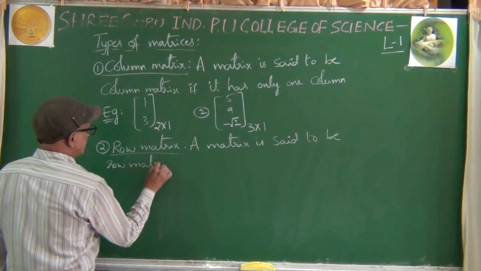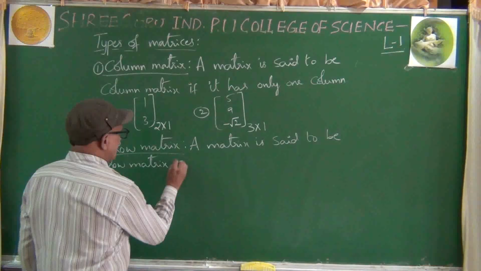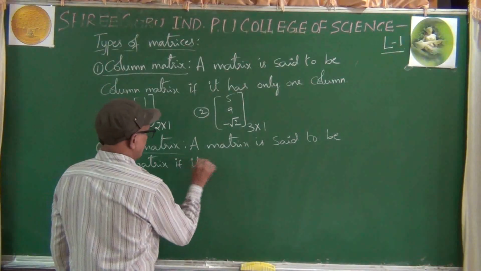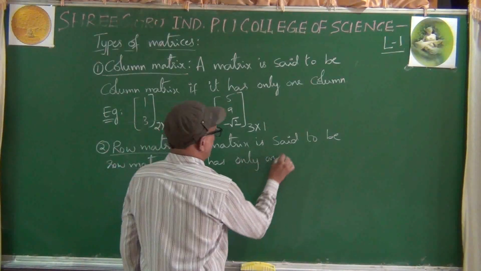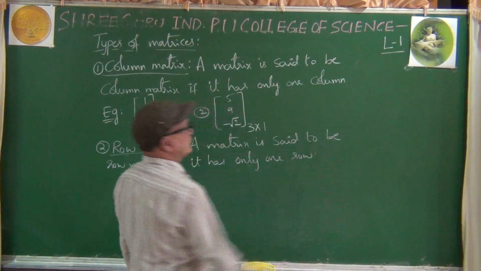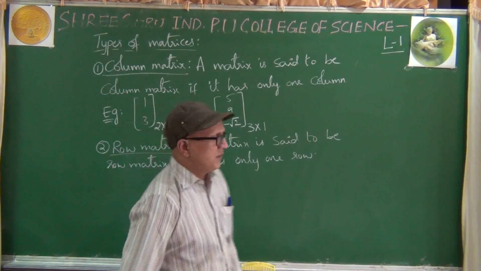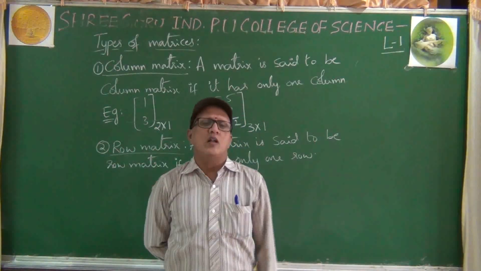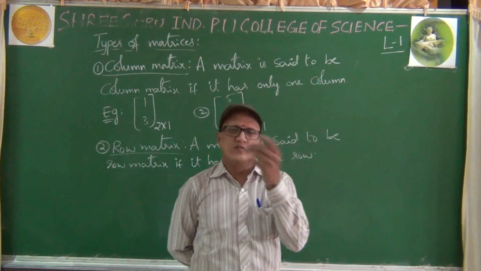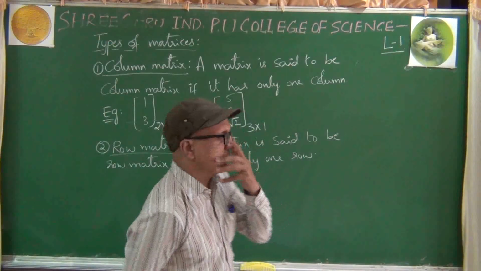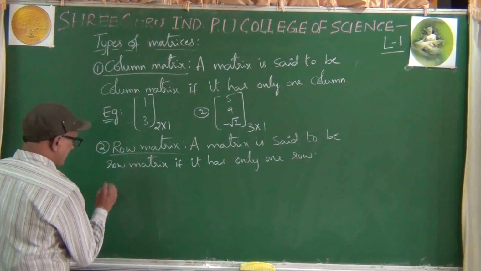Row matrix. A matrix is said to be row matrix if it has only one row. Simple definitions. Nothing to put extra efforts to learn these. Column matrix, only one column. Row matrix, only one row. That's it. Even a 5th standard student also can answer easily once he listens to the class. Right?